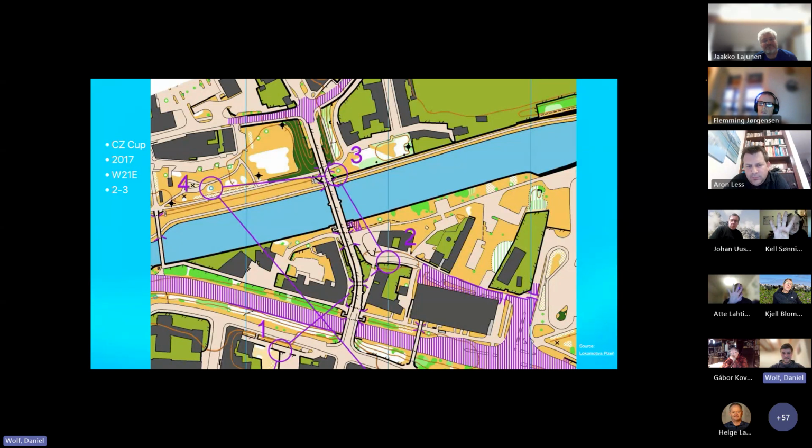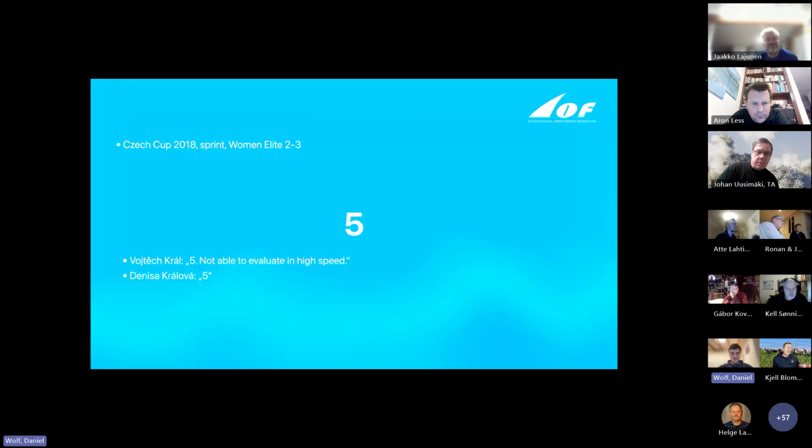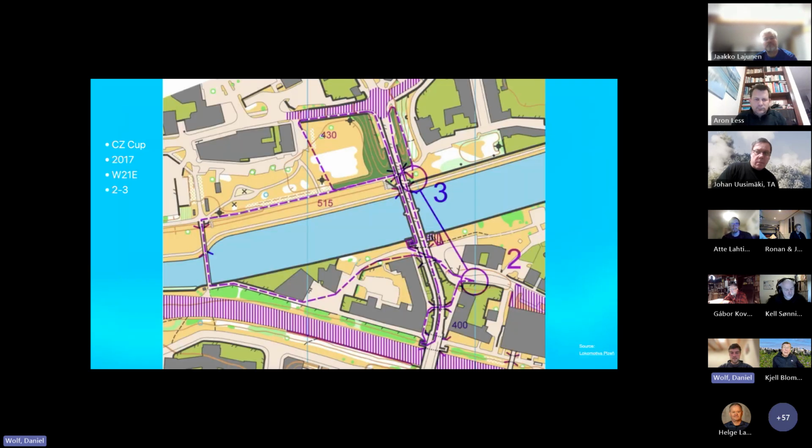Yeah, I will not make it any longer. The athletes, they both ran it. Me personally, I also ran the race. We all agreed on 5 because simply they were not evaluated at high speed. This was for many athletes extremely tricky to read from the map at that time.